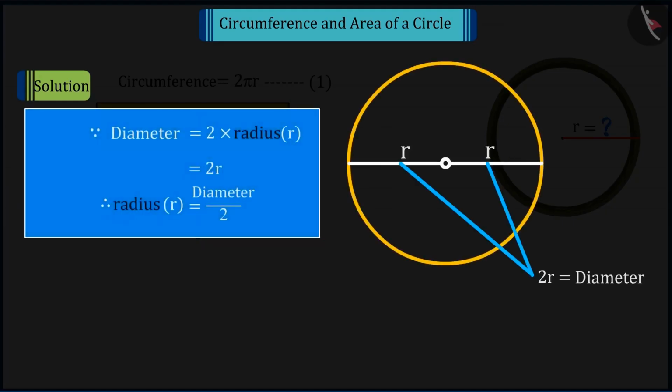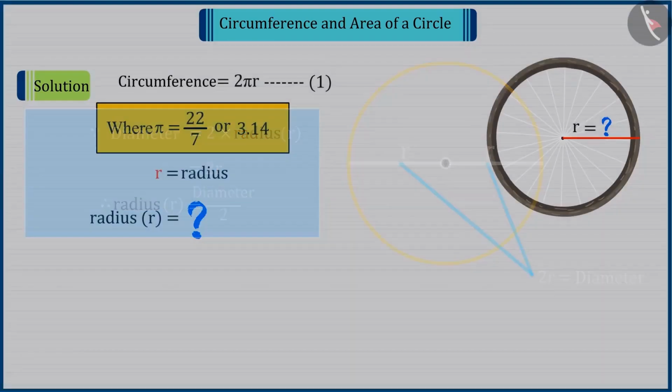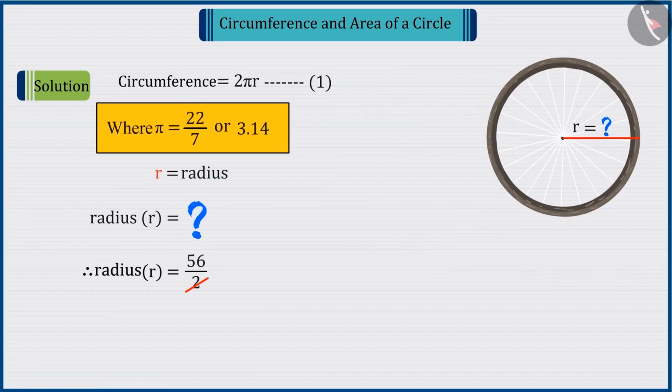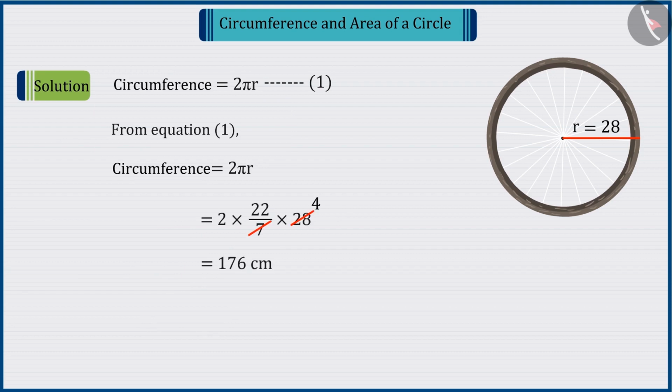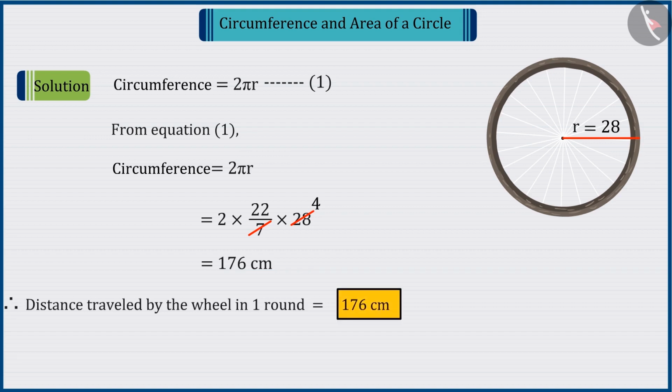We learned in our previous class, half the diameter is the radius. Therefore, dividing the diameter of the wheel by 2 gives us 28 centimeters as the radius of the wheel. By putting it in the circumference values, that is, in equation 1, we get the circumference of the wheel as 176 centimeters. So, we can say that the wheel covers a distance of 176 centimeters in one round.